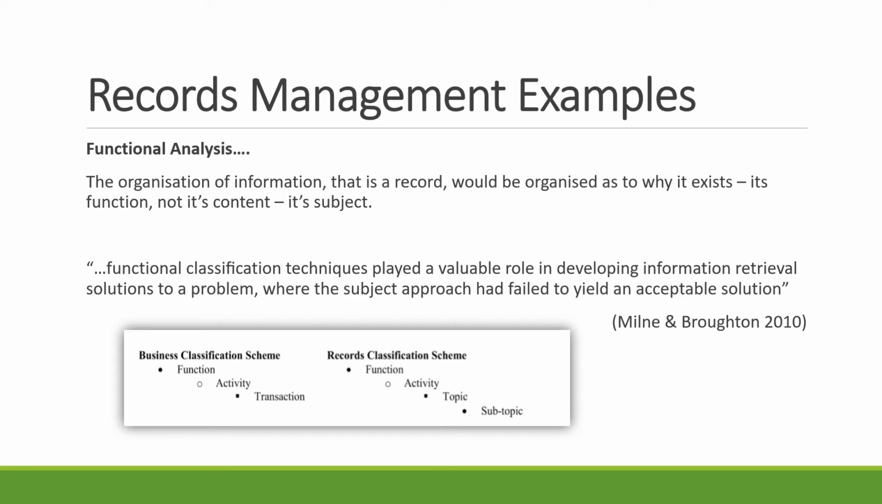Mill found that approaching the information organisation this way was much more user-friendly when retrieving information, and that functional classification techniques played a valuable role in developing information retrieval solutions to a problem where the subject approach had failed to yield an acceptable solution.